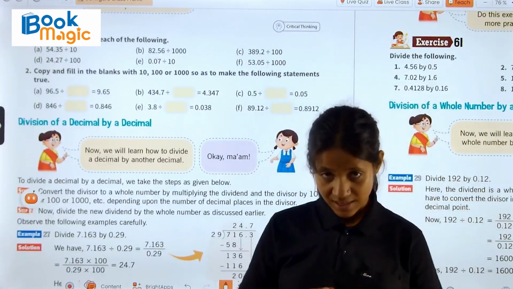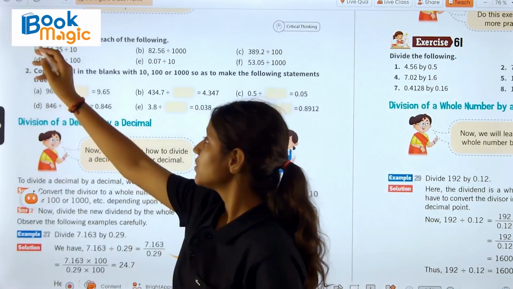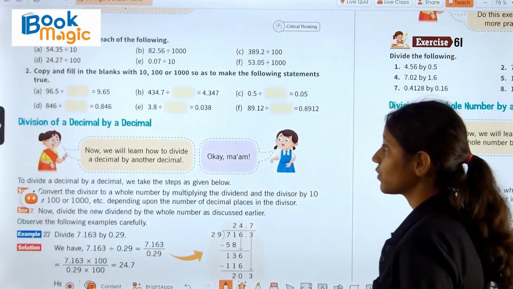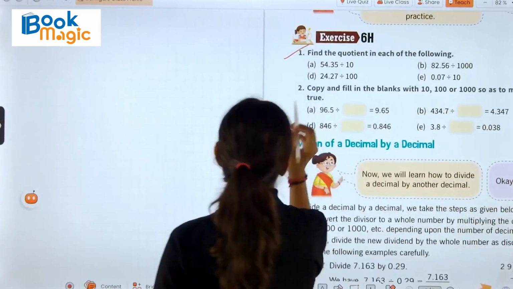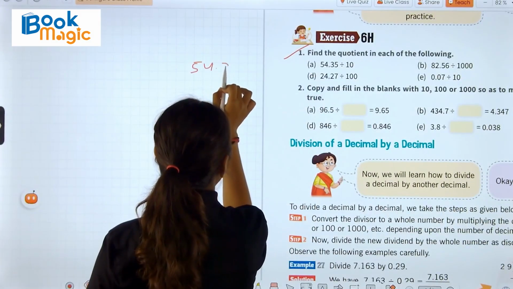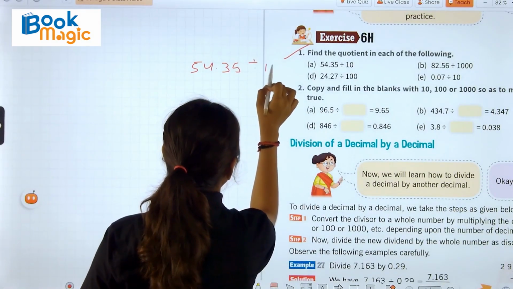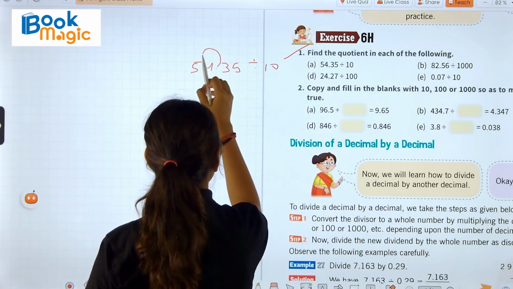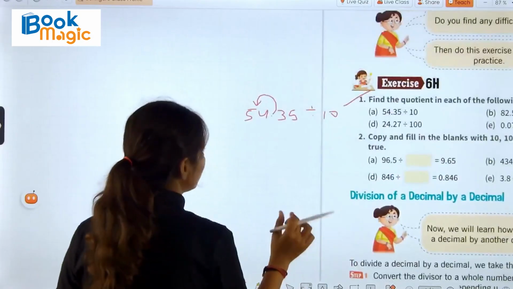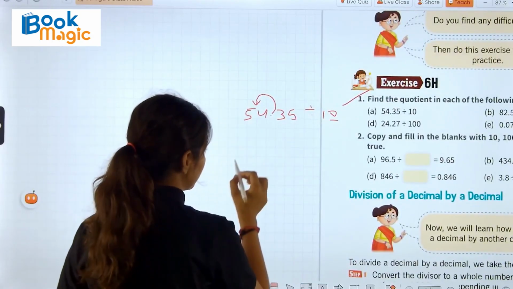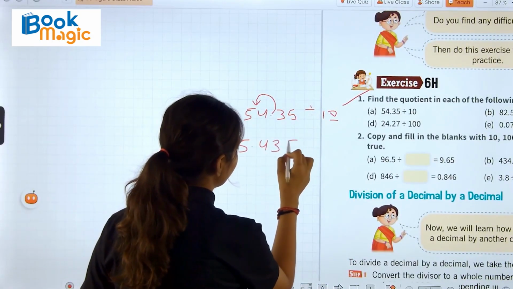Exercise 6H. Here we have the very first question, that is, find the quotient in each of the following. That means it is saying to divide. So 54.35 divided by 10. That means we have to move the decimal to the left, but only for one place because it is having only one 0. So it will be 5.435.